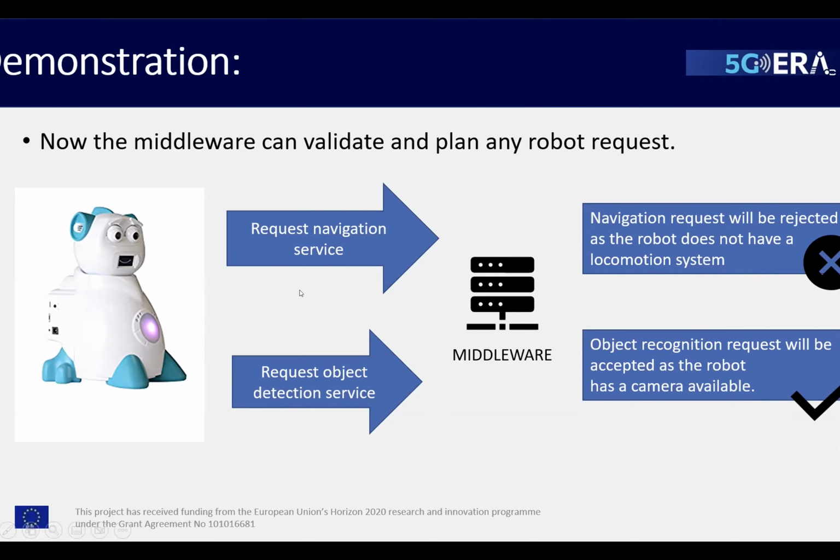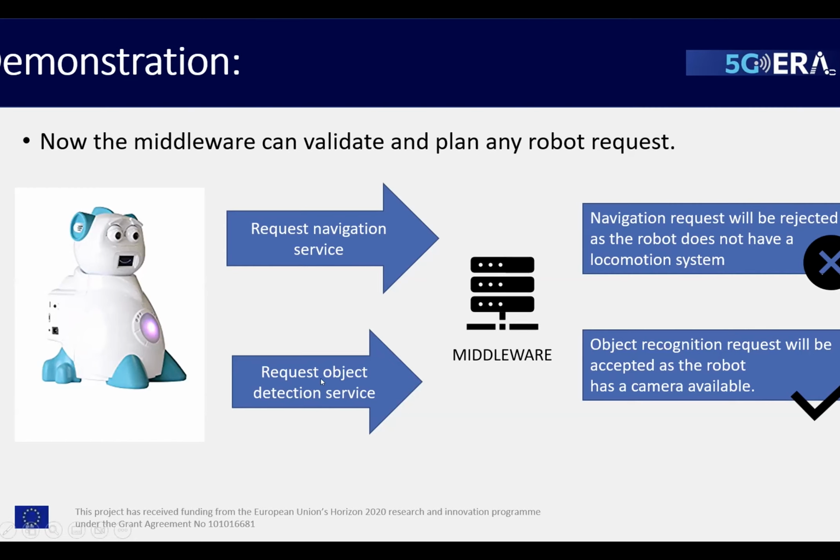So when the robot asks for a navigation service, the middleware will say, okay, I know this robot. This robot doesn't have a locomotion system, so I will not deploy any network application for navigation, because obviously the robot will not be able to complete the task. Meaning that in this way, we are taking the appropriate measures to save our resources and to optimize them.